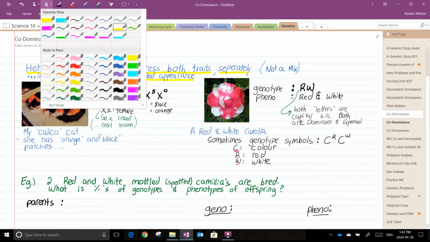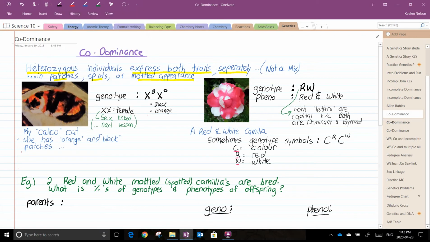Our example shows my calico cat. She has both orange and black. Okay, this is our clue that this is a codominant gene, because co means both.